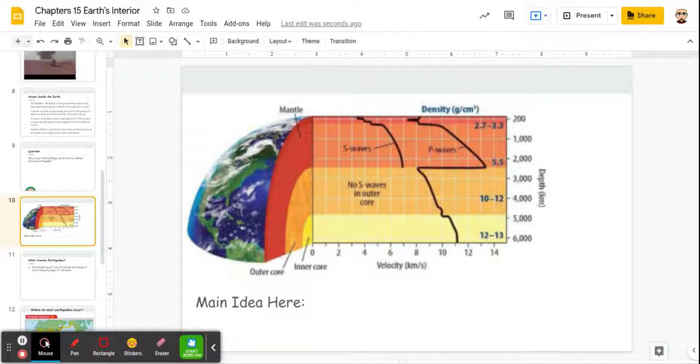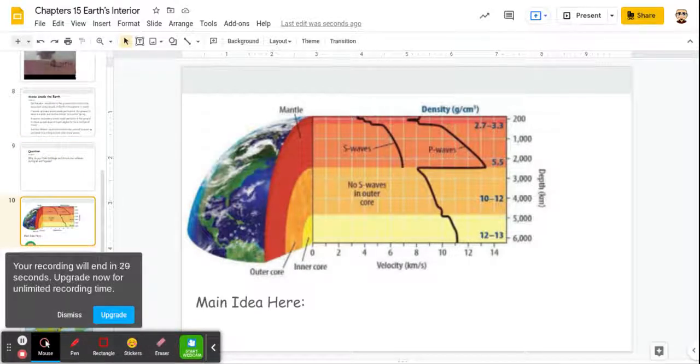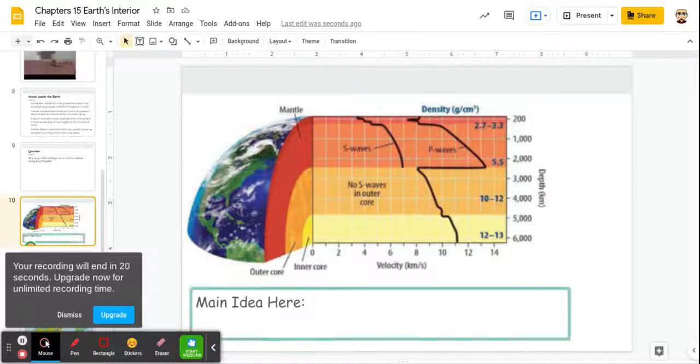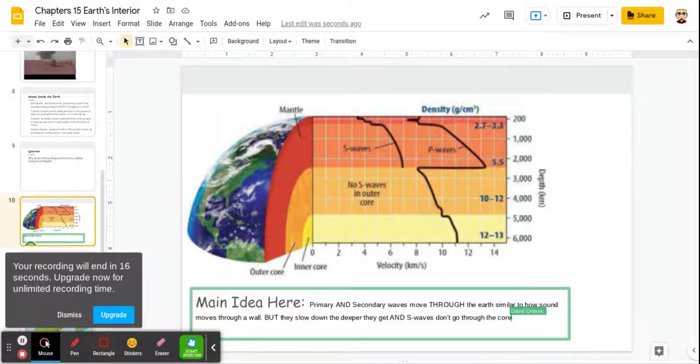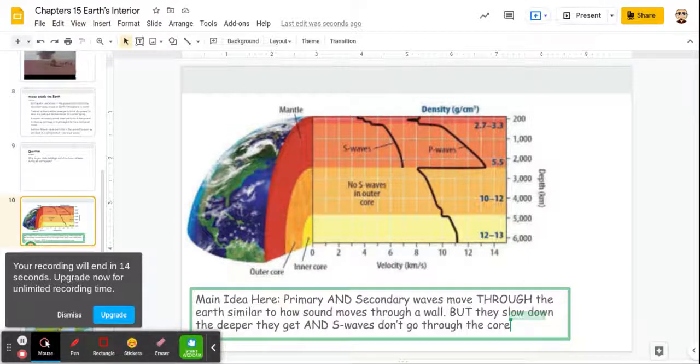Something to think about. So the main idea with all of this: the primary and secondary waves, if you're looking at this chart, you can pause it and look at it, move through the Earth similar to how sound moves through walls. It slows down, and then when the S waves get to the core, they are stopped.